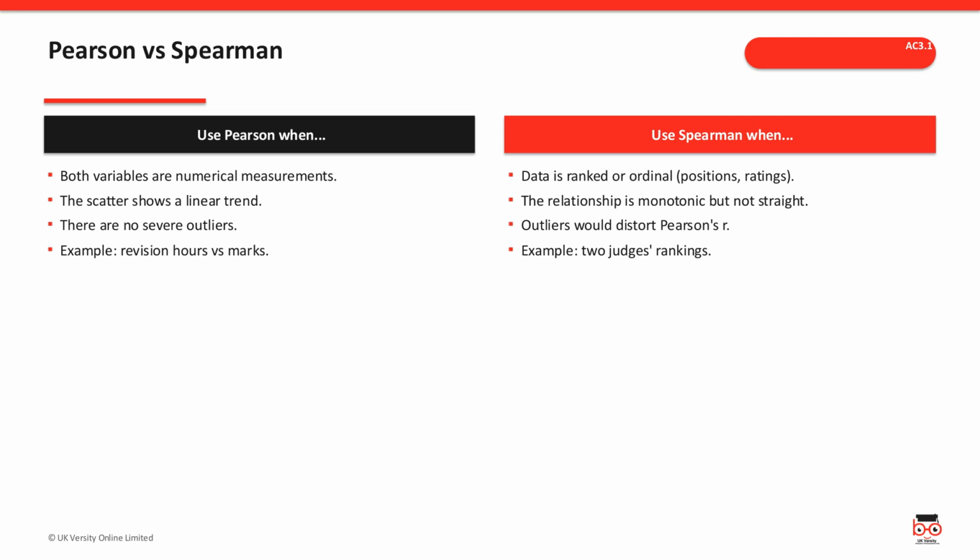So, when do you use which? Reach for Pearson when both variables are numerical measurements, the scatter is genuinely linear, and there are no severe outliers, like revision hours against marks. Reach for Spearman when the data is ranked or ordinal, the relationship is monotonic but not straight, or outliers would wreck Pearson's r. The two judges example being the perfect case.